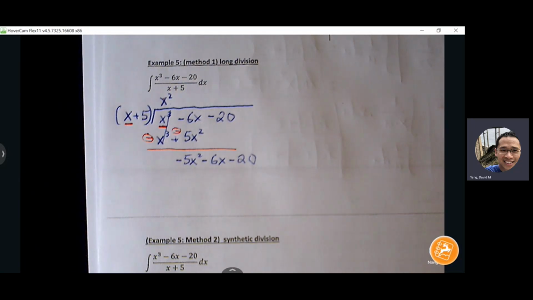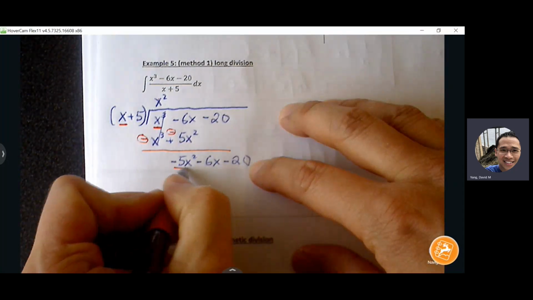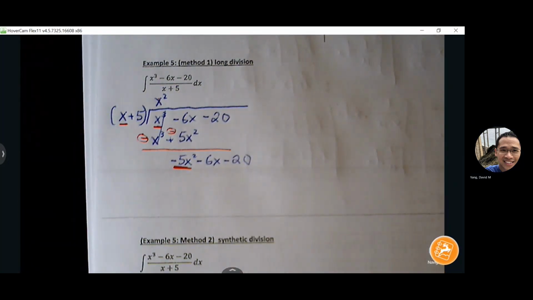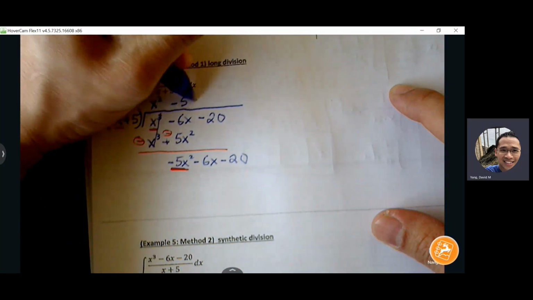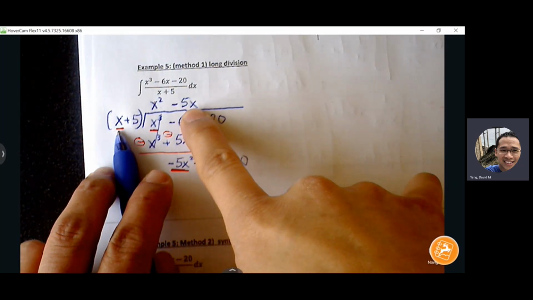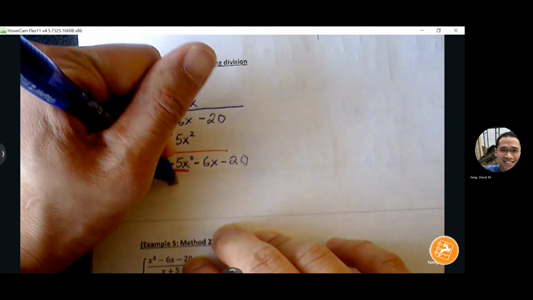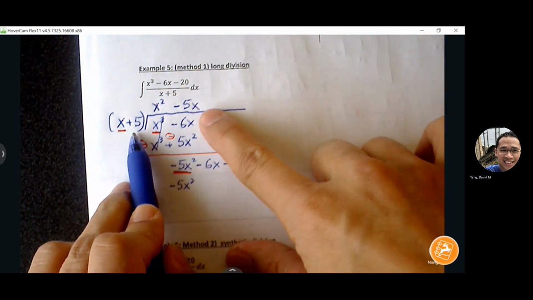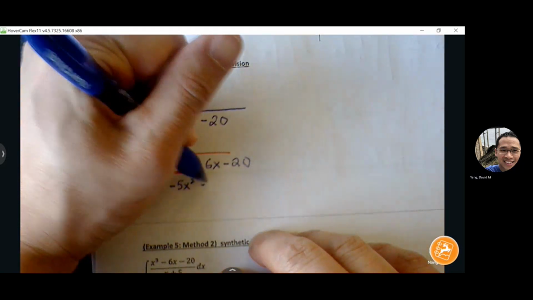All right, next up, we have to find a match for the first term here. We ask ourselves, x times what gives me negative 5x squared? We only care about trying to find a match for that first term. Negative 5x, okay, good. Now we're done with the x squared, so don't worry about the x squared anymore. We're just going to take what we just put up here and distribute it through our divisor and then put it below. So just distribute the negative 5x through the x plus 5. So what do we get? Negative 5x squared minus 25x.